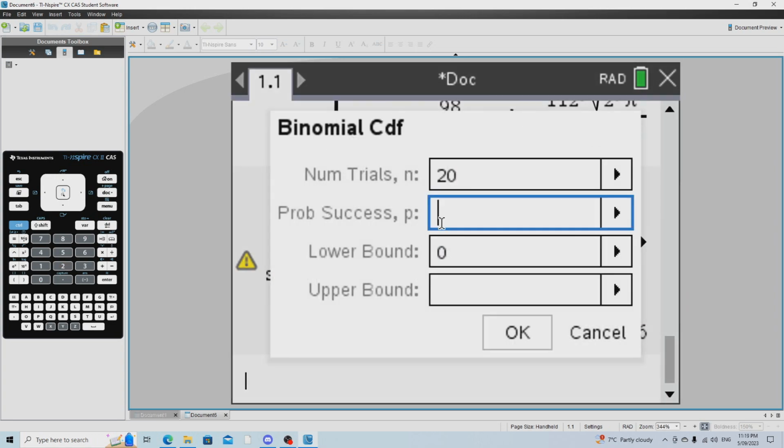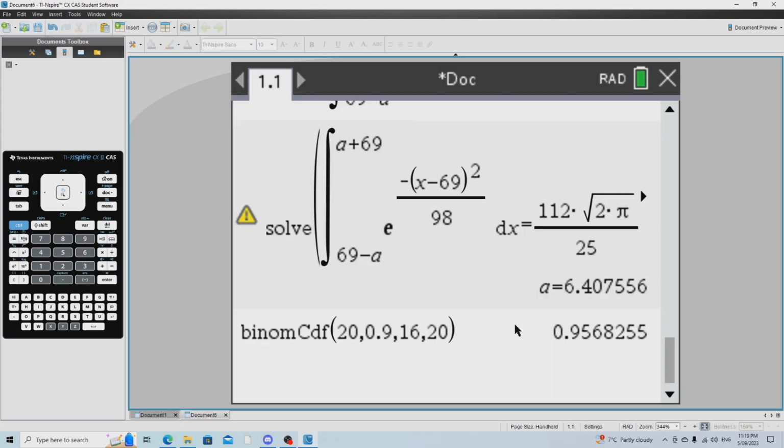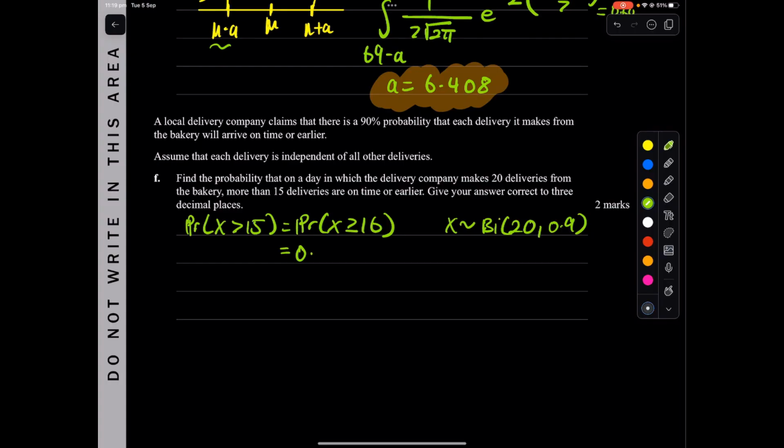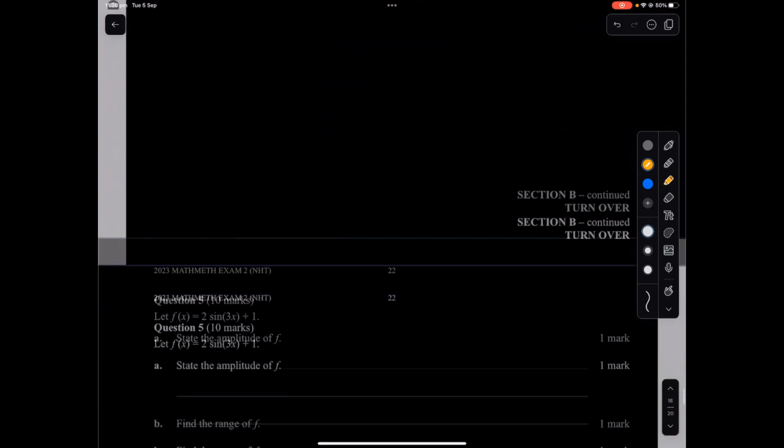Your probability of success is 0.9. And your lower bound here is 16 to 20. Enter. You get 0.957 to 3 decimal places. That is your answer. Hope that's right.